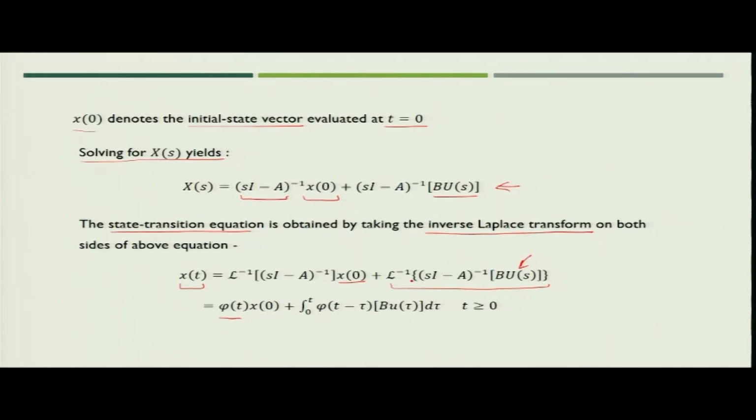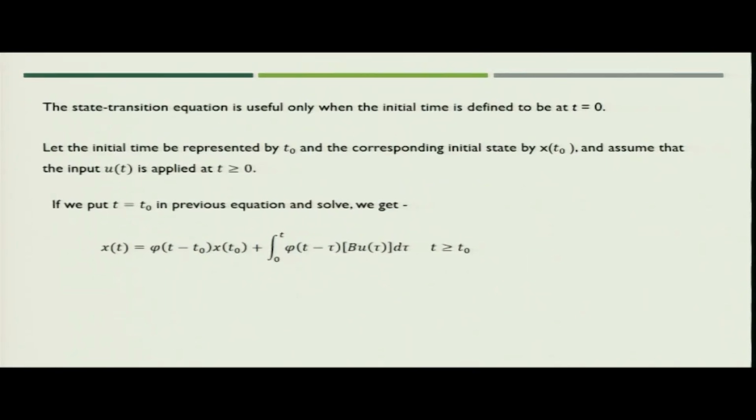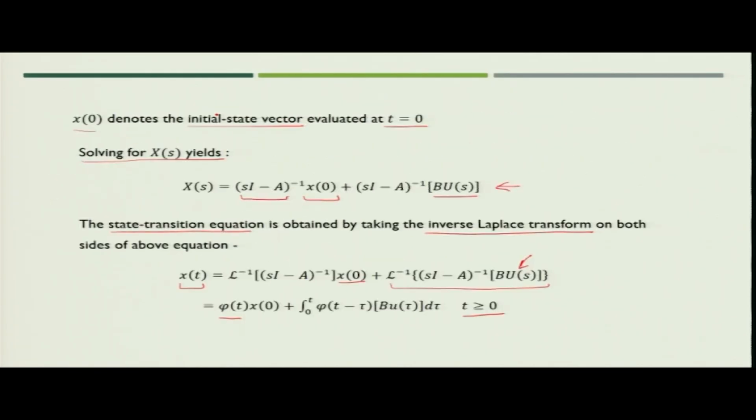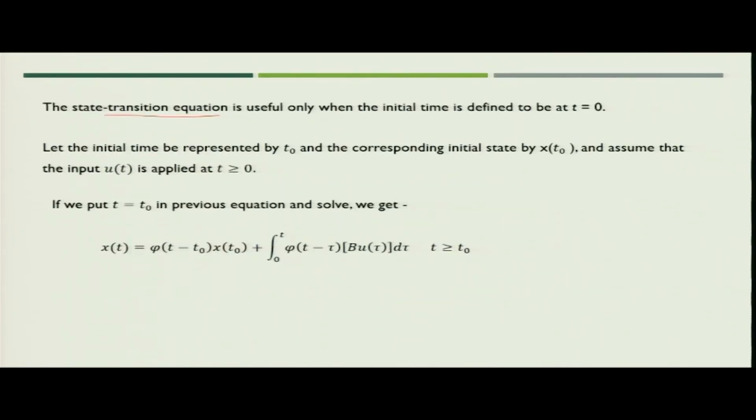We will use the fundamental theorem of the inverse Laplace transform. You can write this as the integral from 0 to t of phi(t minus tau) B u(tau) d tau, for any time t greater than 0. So, this is the state transition equation, that is the state x(t) when the forcing function is present in the system. Now, this is what we have defined when the initial time is t equal to 0.